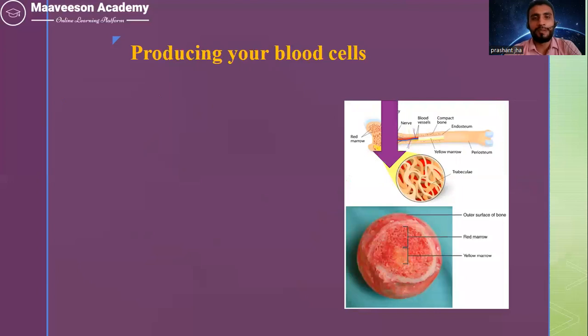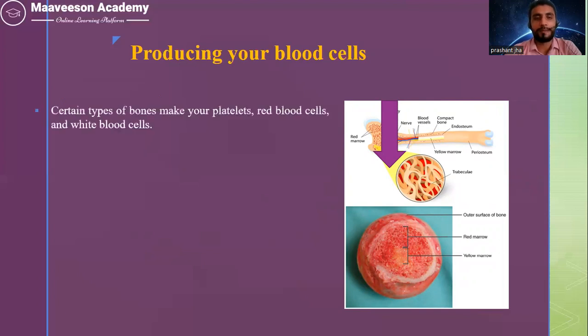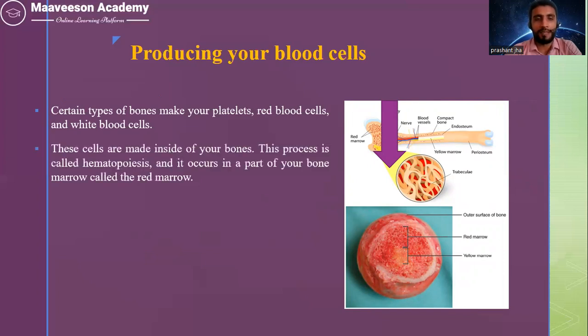Next is producing your blood cells. So bones also play an important role in producing blood cells. Certain types of bones make your platelets, RBC, that is red blood cells, and white blood cells, that is WBC. These cells are made inside of your bones. This process is called hematopoiesis, and it occurs in the part of your bone marrow called the red bone marrow.